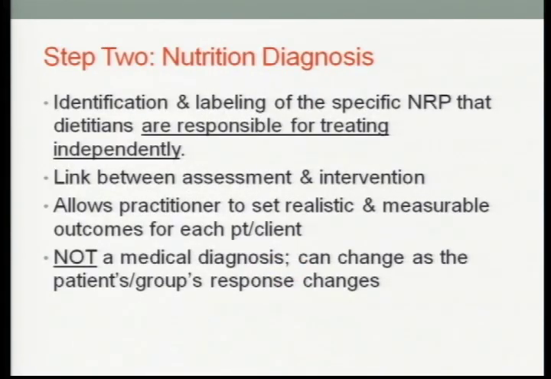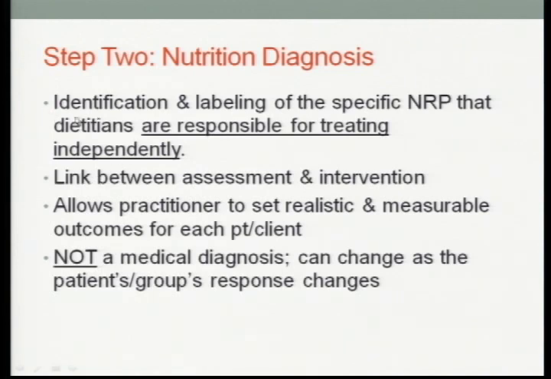And I think originally when we started thinking about diagnosis, we think about medical diagnosis, but that is not what this is. And that's why I sort of try to focus on the words nutrition-related problem, because that's what this is really. It's a label that's identifying the nutrition-related problem. And so you can see the official definition is the identification and labeling of the specific nutrition-related problem that dietitians are responsible for treating independently.